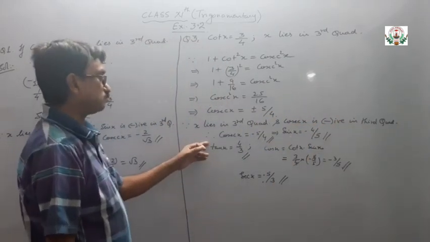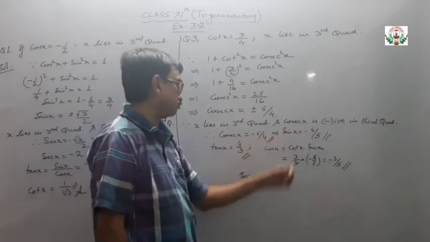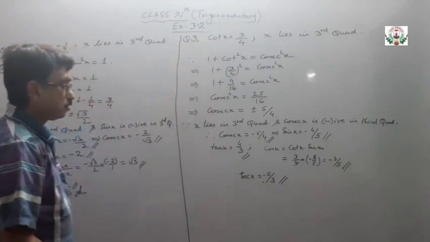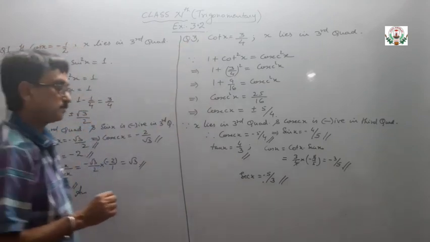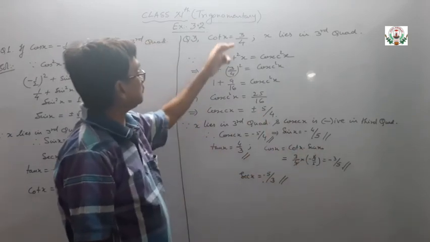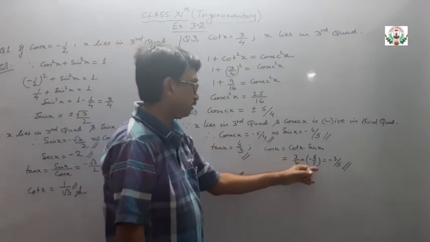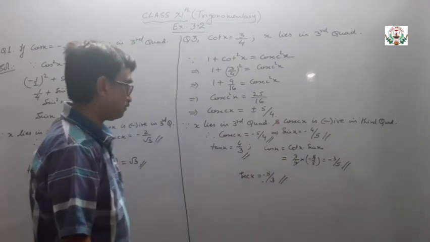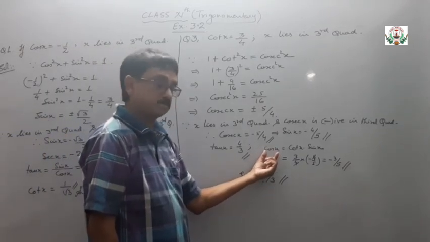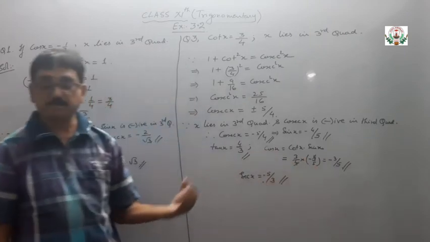So cosec x becomes minus 5 by 4, sin x just reverse of cosec x, minus 4 by 5, tan x reverse of cot x, 4 by 3. For cos x, the formula is cot x into sin x. So cot x is our 3 by 4 and sin x is our minus 4 by 5. So we get the value minus 3 by 5. And sec x is the reciprocal of cos x. Sec x equals 1 by cos x, so it becomes minus 5 by 3.